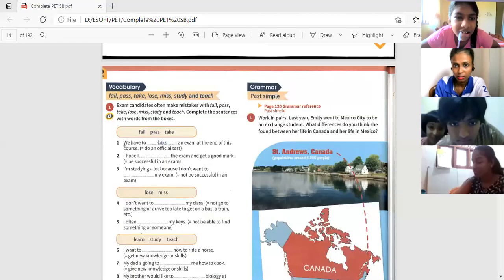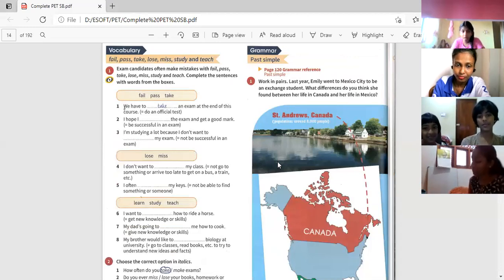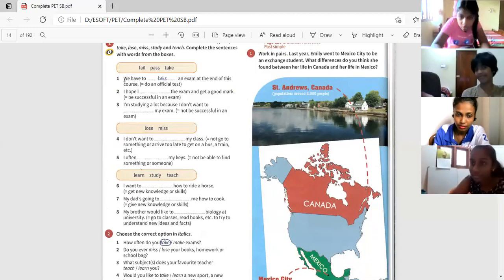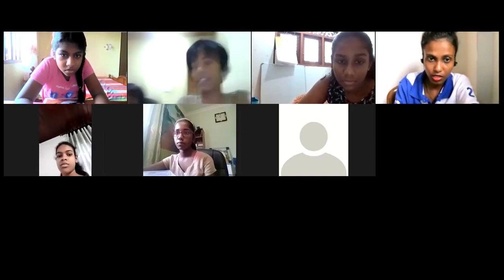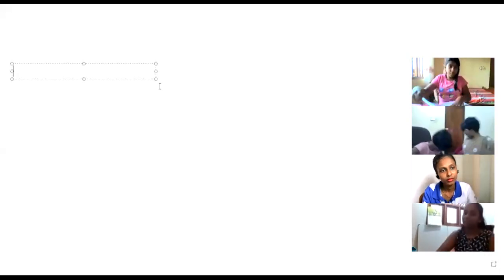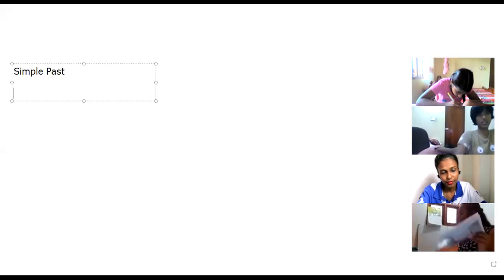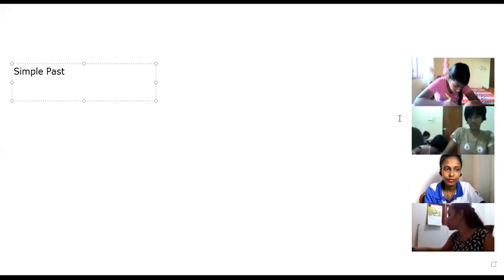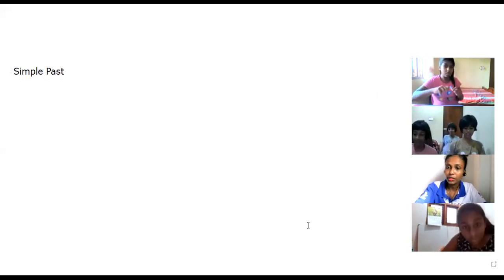Come to page number 18, grammar part, past simple. Okay, so today we are going to learn about past tense. Take out your grammar books and write the topic past tense, simple past. Put the date and write simple past.